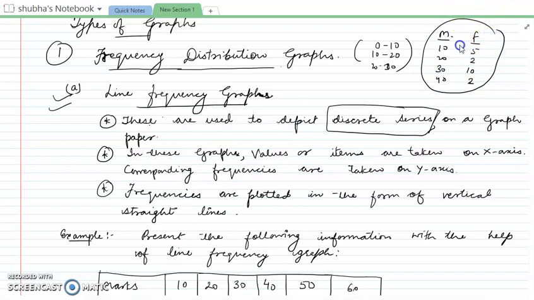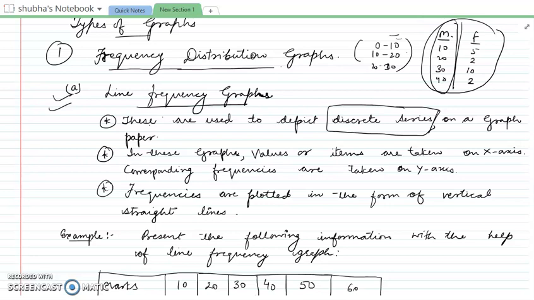If the data is given in exact form, meaning marks are not given in a range like 0 to 10, that is called the discrete series, which you have studied earlier in my previous videos in the organization chapter. So the line frequency graph is what we use to present frequencies along with the discrete series on the graph paper. In these graphs, values or items are taken on the x-axis. Always remember, frequencies are always given on the y-axis, and the items or class intervals are always given on the x-axis. Here in the line frequency graph, there are no class intervals, there are exact values. So the exact values or items are taken on the x-axis, but frequencies are always plotted on the y-axis. You have to take care of it.